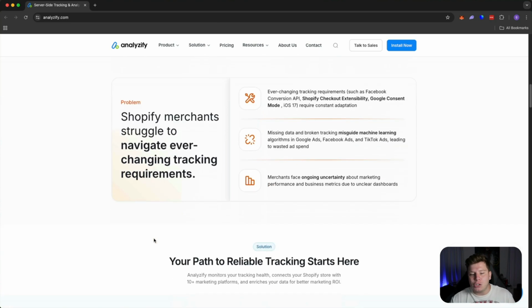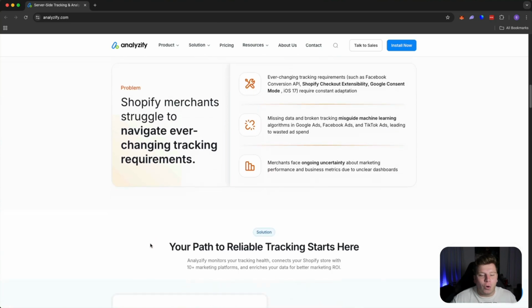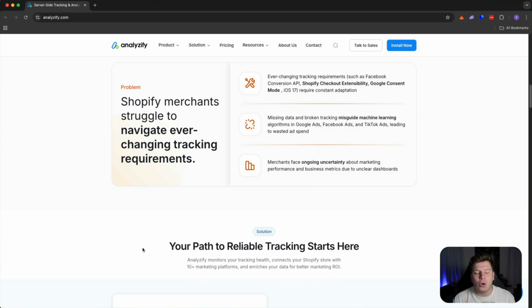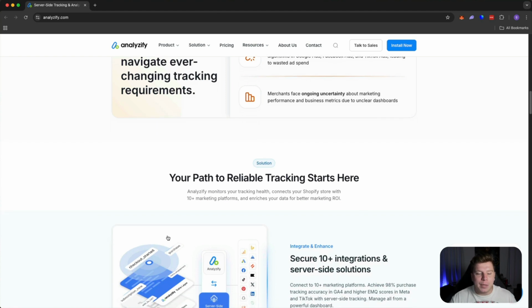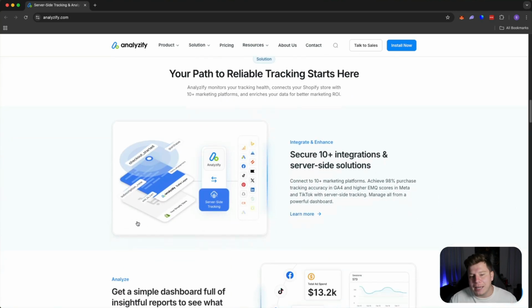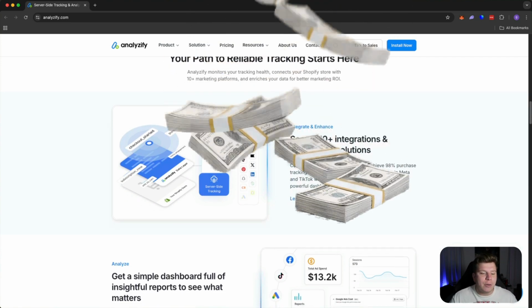Missing data, broken tracking, misguided machine learning, all of this, okay? Absolutely causing waste in spending. Merchants facing ongoing uncertainty. Well, the solution is reliable tracking, and that's what they have here. This is your path. It monitors your tracking health, connects your Shopify store with 10 plus marketing platforms, and enriches all the data for a better ROI.